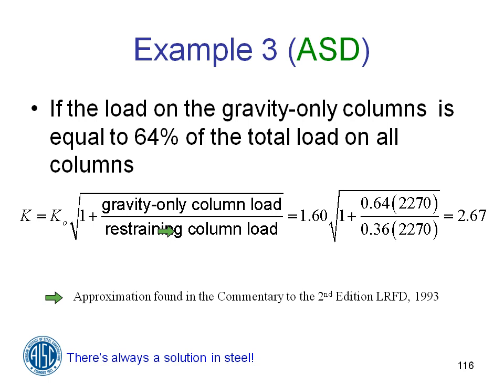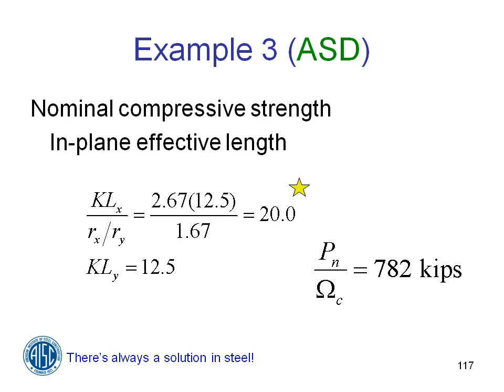Okay? Well, there's the 0.64 times the gravity-only load, 0.64 times the total gravity load over 0.36 times the total gravity load. And K has jumped from 1.6 up to 2.67. Using that, we find that KL over Rx over Ry is 20 compared to 12.5 for the y-axis. So from this, we get an axial strength of 782 kips.